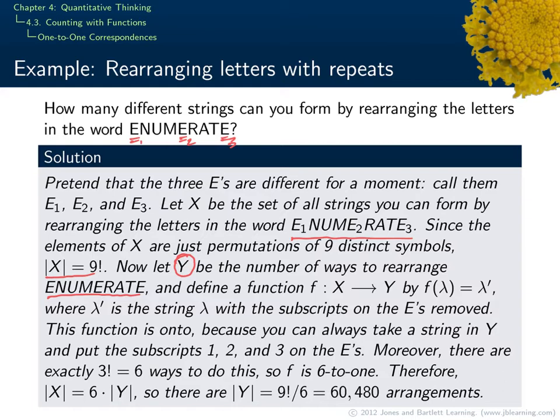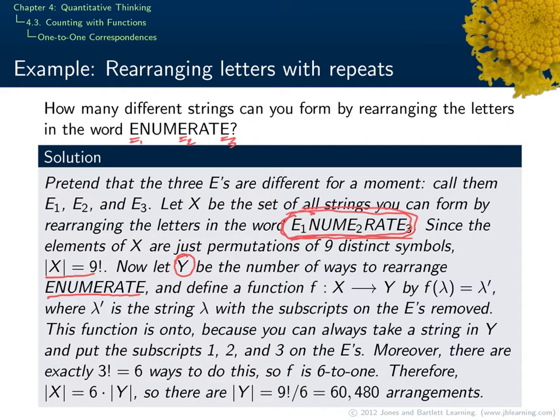Remember, x is the set of arrangements of this gadget here. So we're going to have a function from x to y defined as follows. If lambda is one of these arrangements of this doohickey here, then we send it to lambda prime, where lambda prime is the string we get just by removing all the subscripts on the e's. So that's clearly an onto function.